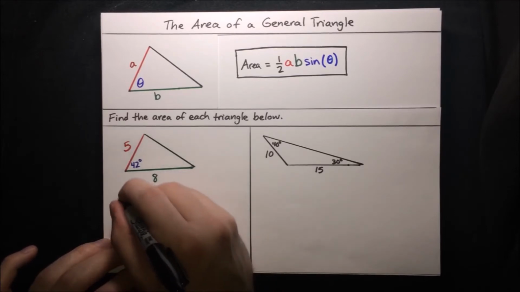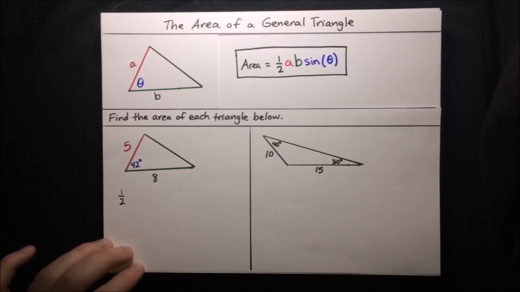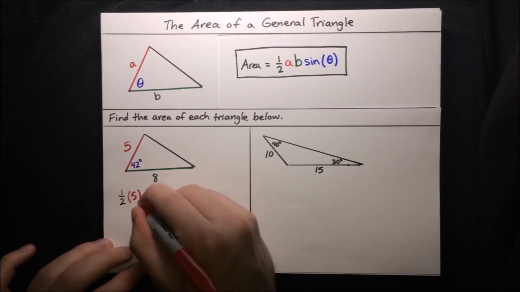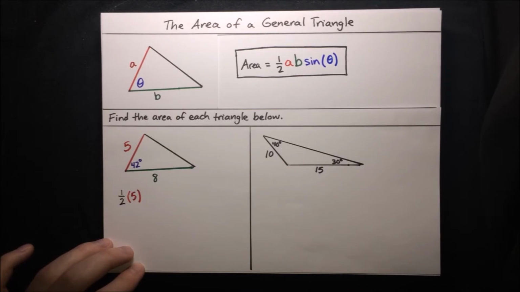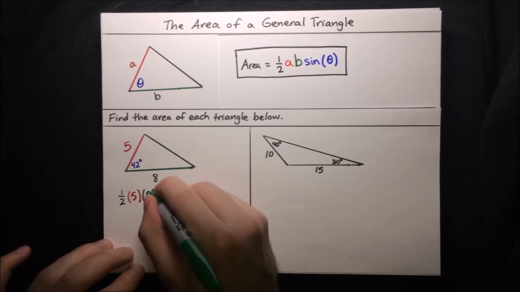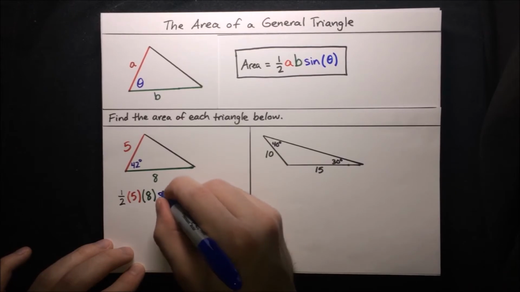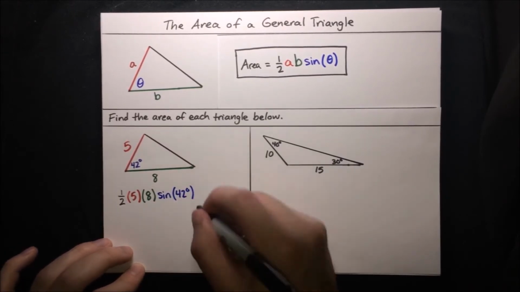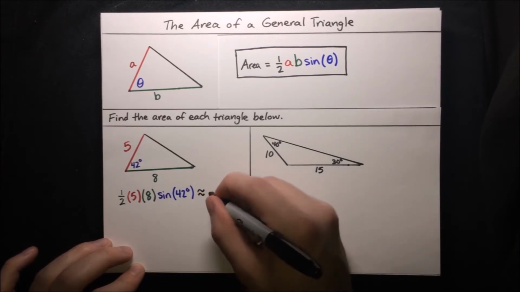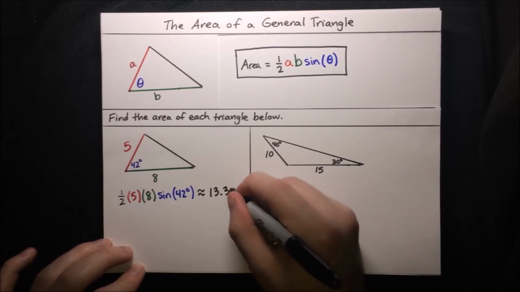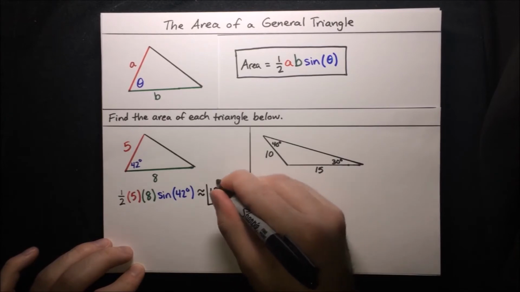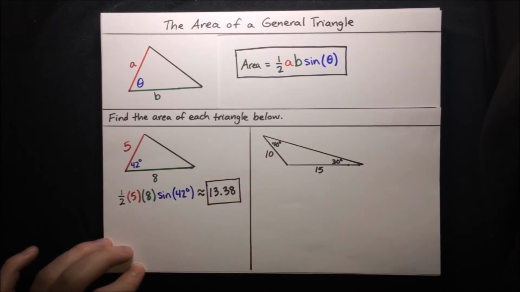The area is equal to 1/2 times A times B, so really just times the product of the two sides that are surrounding the angle. So times 5 and times 8, and then times the sine of that angle, 42 degrees. And the result here, if you punch this into the calculator, you should get 13.38, rounded to 2 decimal places. So there we go. There is the area of the triangle. Alright, on to the next example.